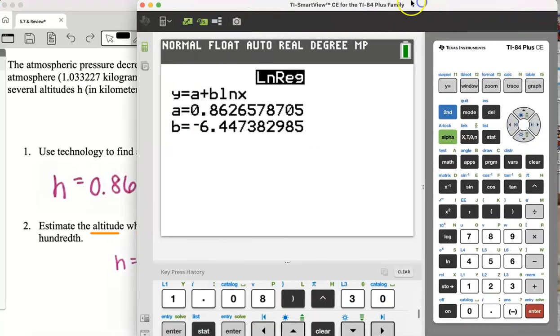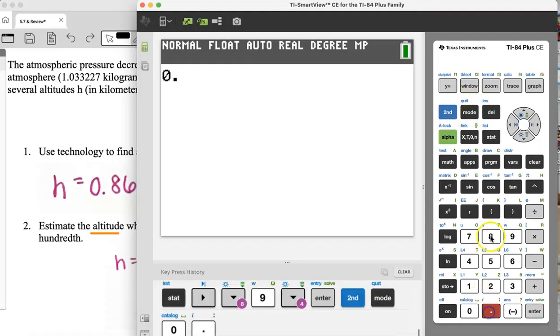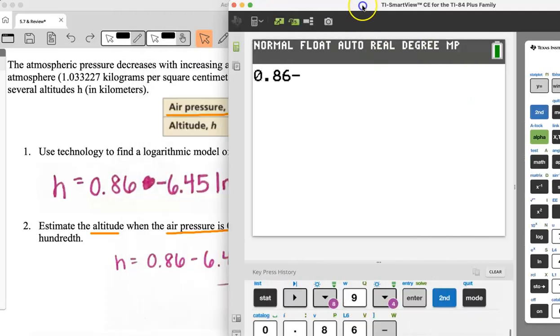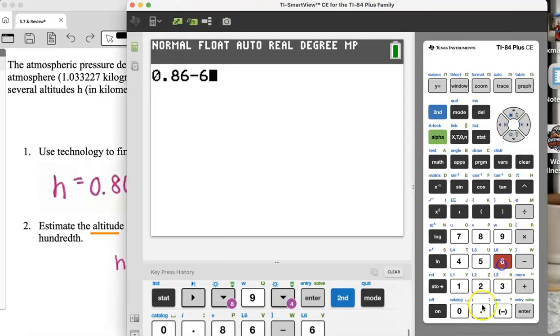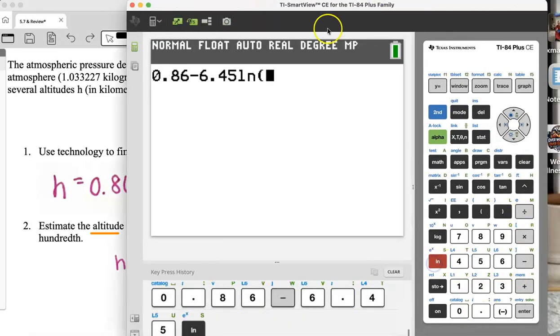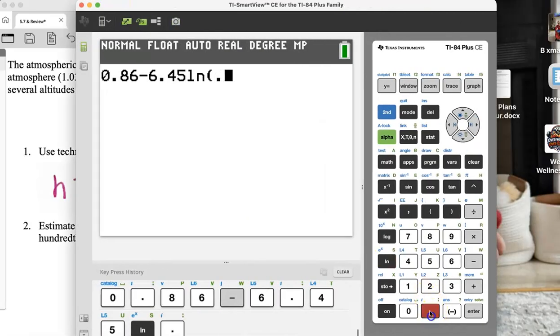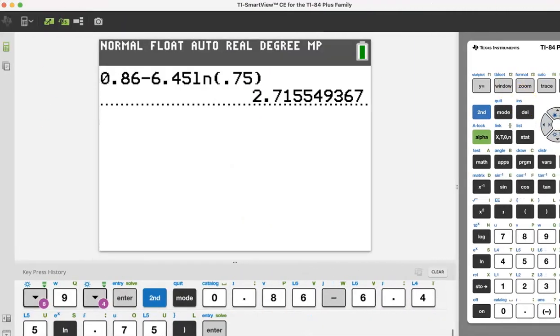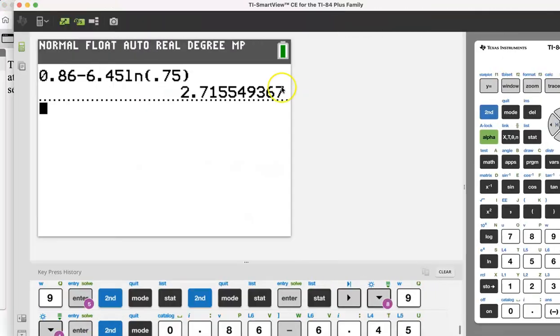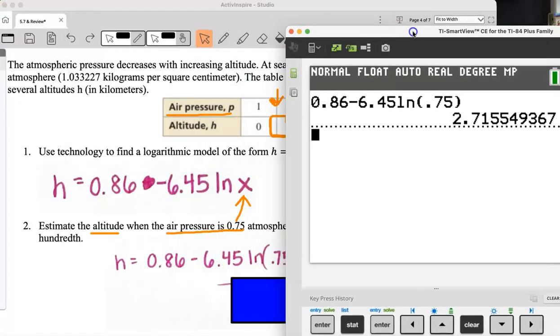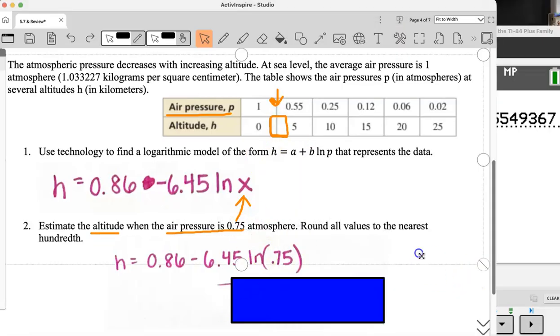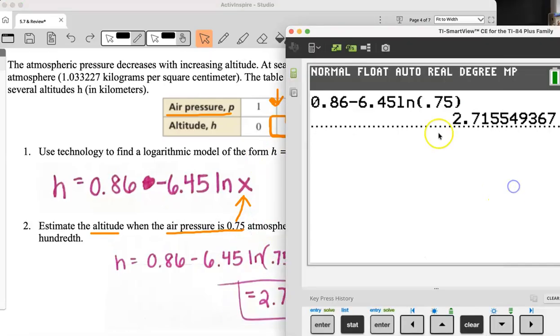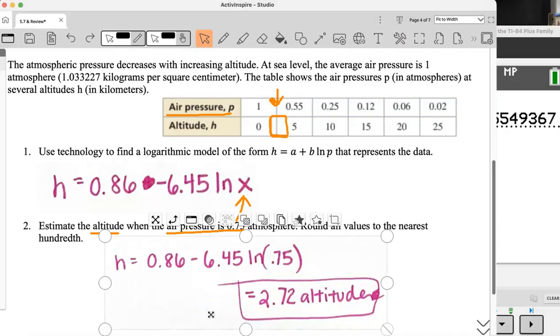So let's do that. 0.86 minus 6.45 natural log 0.75. So then that makes sense because that number was roughly in between 0 and 5, like I predicted. And then round to the nearest hundredth. So 2.72. That would be our altitude.